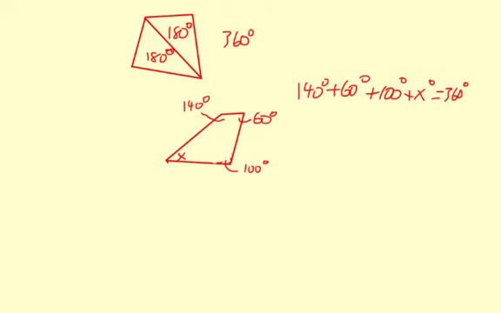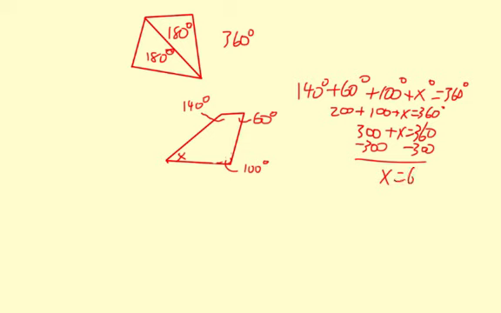140 plus 60, that's 200. So 200 plus 100 plus x equals 360. 200 plus 100 is 300 plus x equals 360. So if I subtract 300 from both sides, I get x equals 60. So this angle measure over here is 60 degrees.